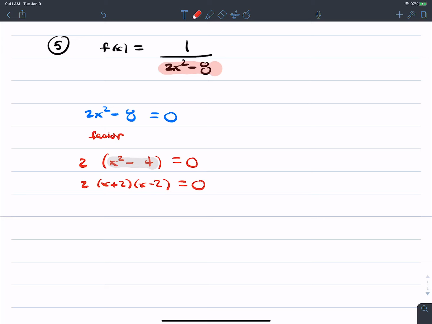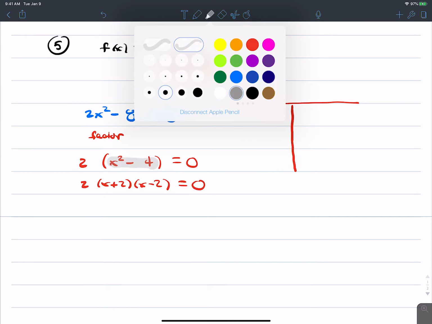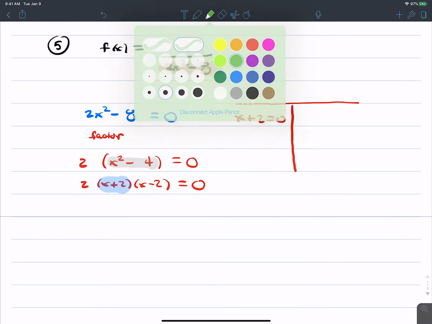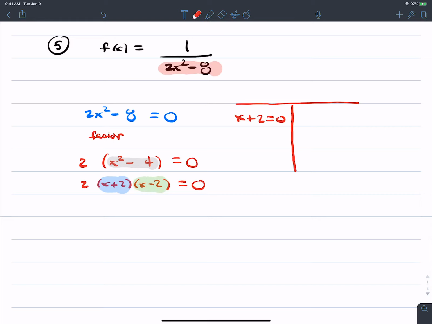And we could use the zero product rule again here. By the zero product rule, what this means is two things. This means the first term here, let's change colors, that means x plus 2 is 0. So we can write it here. This also means x minus 2 is 0.